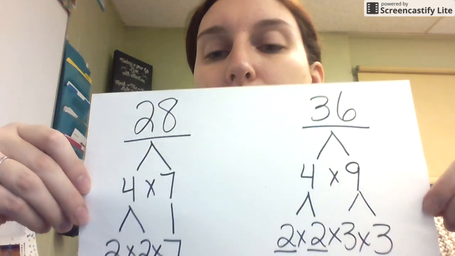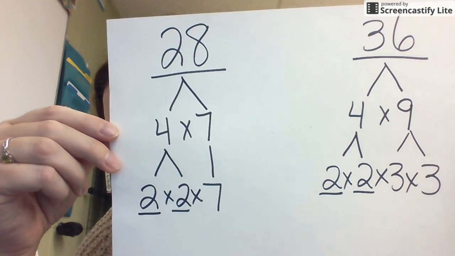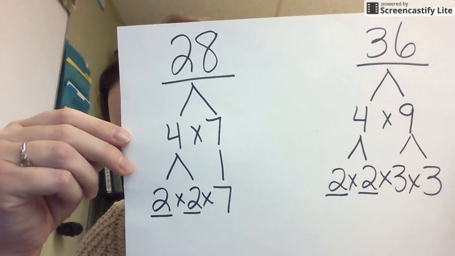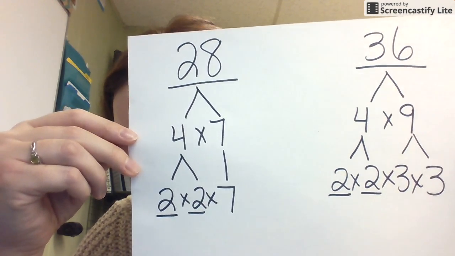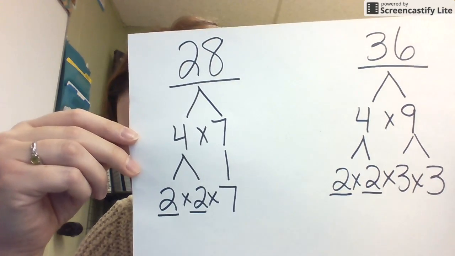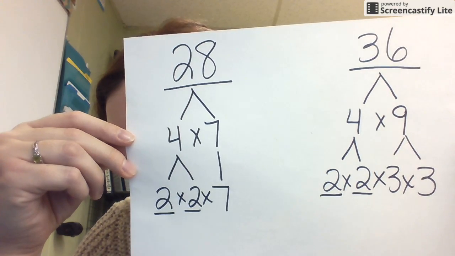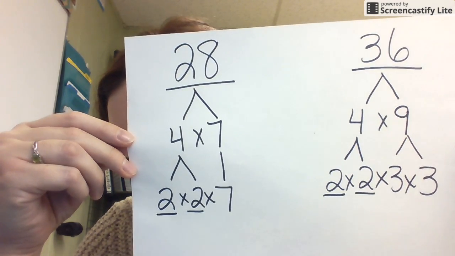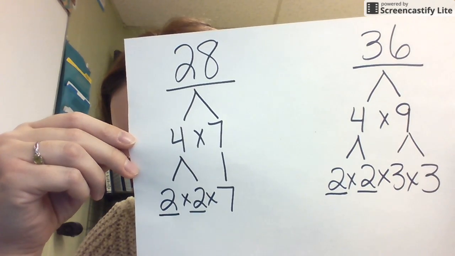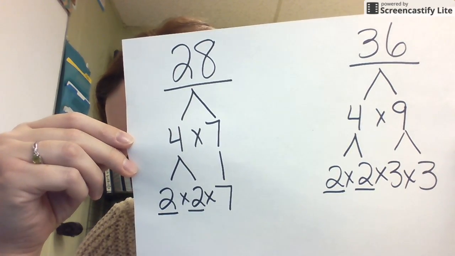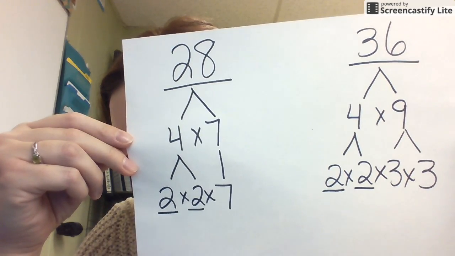So in order to get greatest common factor, you're going to look at both of these. What do 28 and 36 have in common? I've got the 2's underlined because 36 does not have a 7 and 28 does not have a 3. So the biggest number that both 28 and 36 have in common is 2. So 2 is the greatest common factor for 28 and 36.